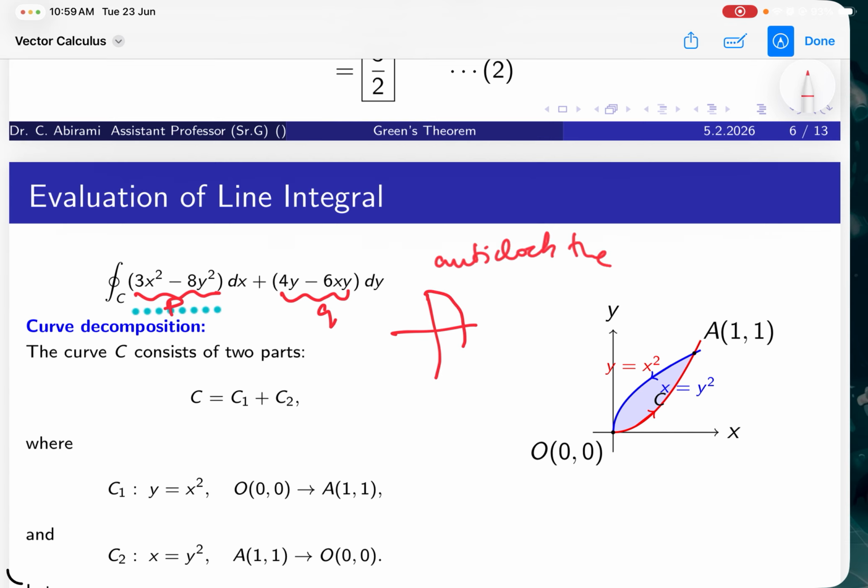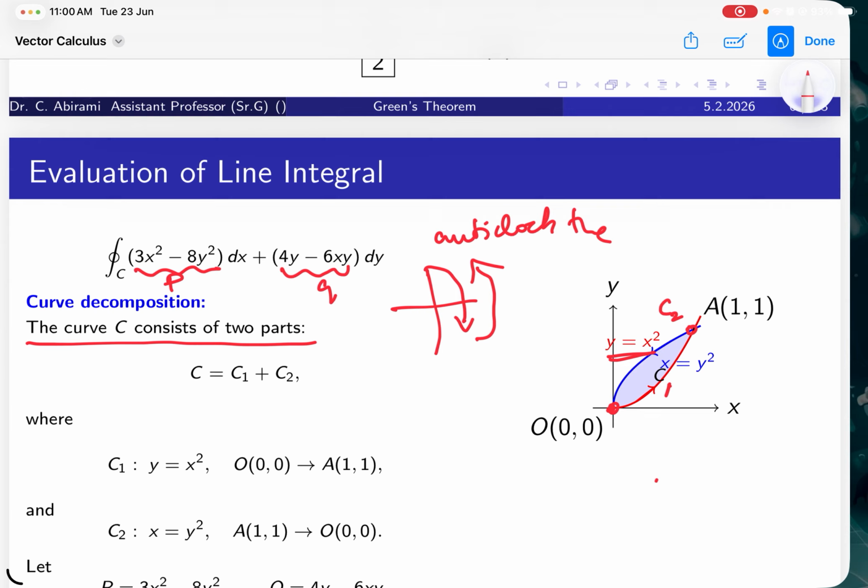Suppose this is the clockwise direction; anti-clockwise means in this direction. So C is made up of two different curve segments. The curve C consists of two parts. One is along C1 and another one is along C2. That means along OA, this is your C1, and along AO, C2. So what is the equation of C1? C1 is the red curve, no? y is equal to x squared. So here the range of OA: the coordinate value of O is (0, 0), A is (1, 1). What is C2? It's the blue curve, no? x is equal to y squared, from A (1, 1) to O (0, 0). See the direction.